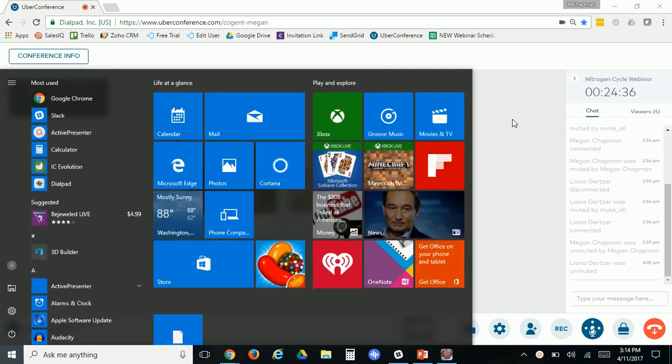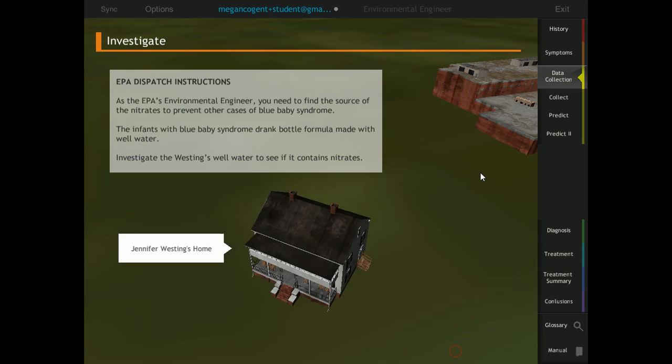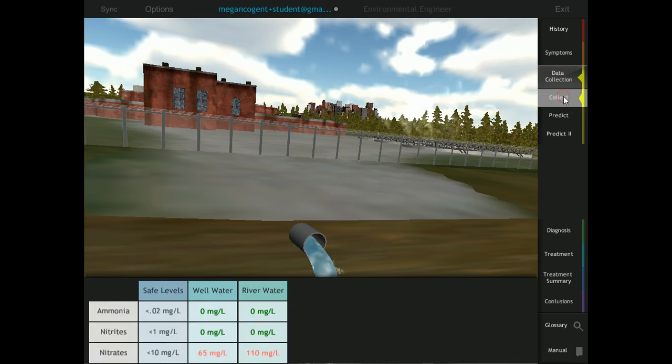All right. And we're going to now jump into the next part of the case. So we have seen our introduction, we have learned our background information on the nitrogen cycle, and now we're going to jump in and actually apply what we've learned to collect data, form a hypothesis, and help solve the problem. So we're going to need to collect water samples around this river that baby Jennifer is near. So we're going to take water from multiple points.